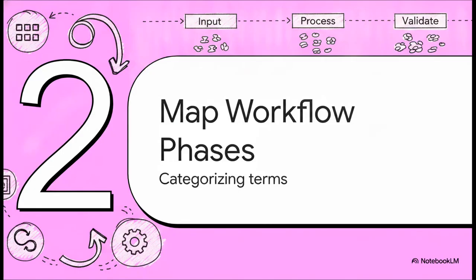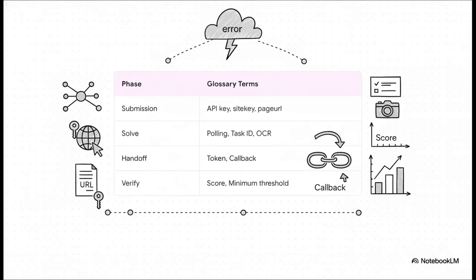Moving right along to Section 2, Mapping those terms to workflow phases. You see, a glossary truly transforms into a high-speed debugging tool when you group your vocabulary by the actual workflow timeline. For example, if you have an issue in the submission phase, you should only be looking at terms like API key, site key, method, or page URL. If you're in the solve phase, now you're dealing with polling, OCR, timeouts, or a CAPTCHA_not-ready status. The handoff phase is all about tokens and callbacks, while verification deals with scores and backend acceptance. Categorizing your terms like this is like a giant puzzle falling into place. It lets your team locate the exact point of failure so much faster.